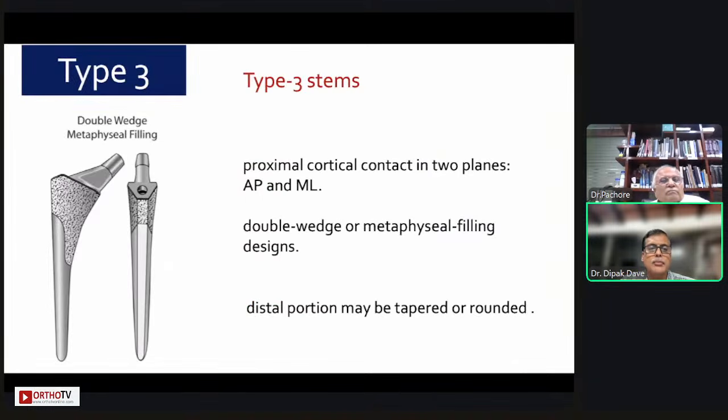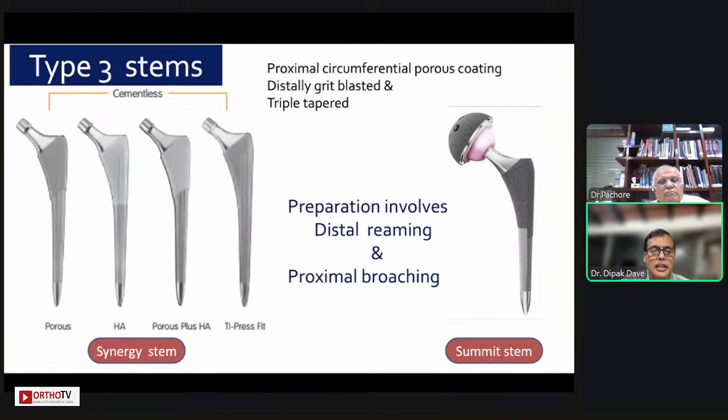So type 3 stem is a double wedged stem, where the proximal cortical contact is in two planes, double wedged, with metaphyseal filling stems. The next one is the type 3 stems. Type 3 stems need both distal reaming and proximal broaching. Very commonly used ones are the Synergy stem and the Summit stem. Synergy from Smith & Nephew and Summit from DePuy.